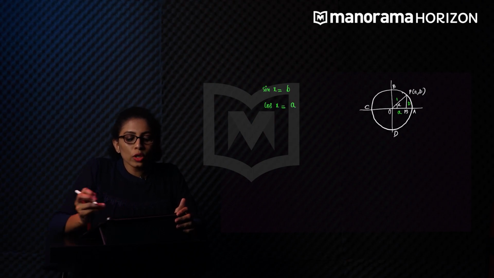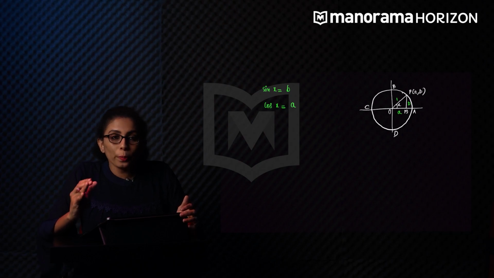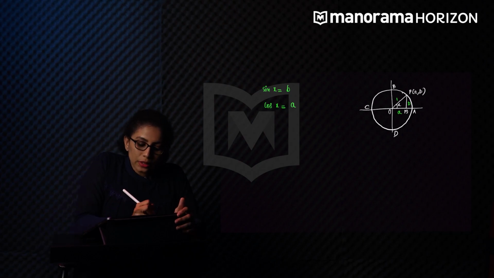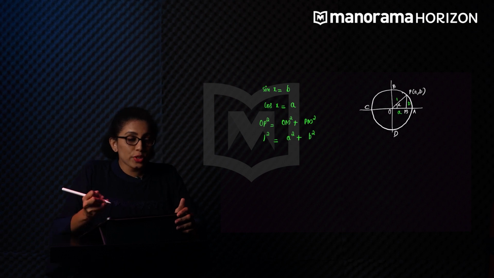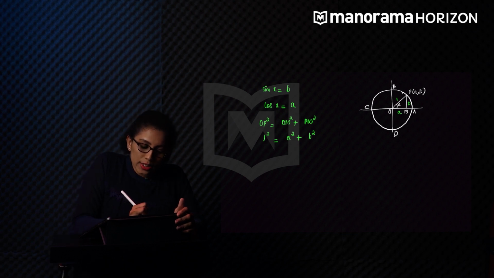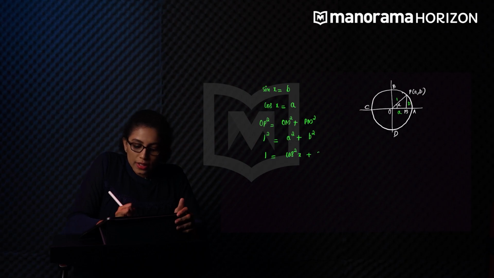Now we know that in the triangle OPM, as per the Pythagoras theorem, we can write OP square is equal to OM square plus PM square. Now what is OP? 1 square is equal to OM, which is A, so A square, plus PM, which is B, so B square. Now substitute A and B. So we get 1 is equal to cos square X plus sin square X.